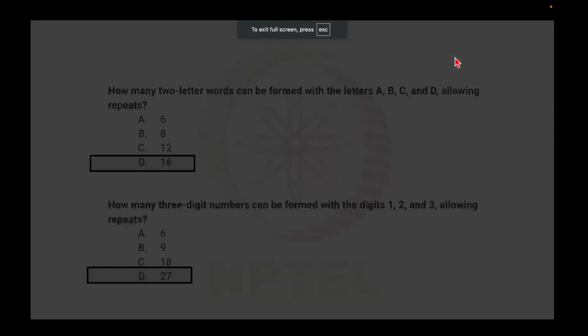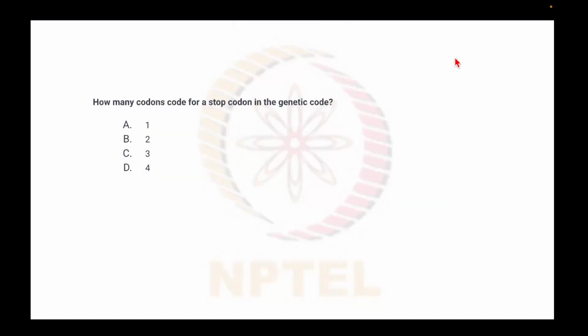So let's start. How many codons code for a stop codon in the genetic code? I think the answer is already in the chat box.